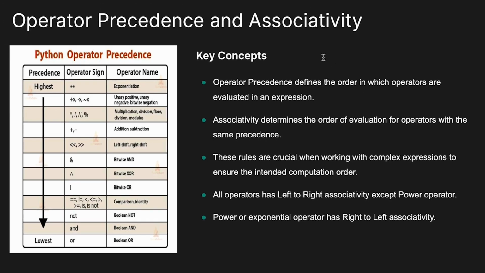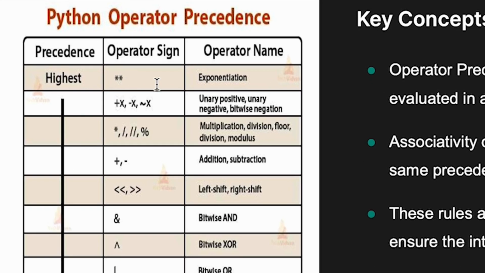Let's understand something about the operator precedence and its associativity. You can see here from top to bottom we have precedence from highest to lowest. So the exponential operator has the highest precedence. Then we have the unary operator. After that, multiplication, division, floor division, and modulo operators have less precedence as compared to the exponential. After that, plus and minus, and then we have the bitwise operators. In this way, Python operator precedence works.